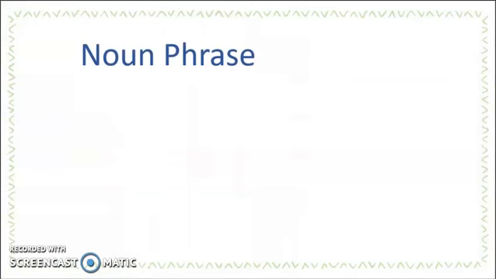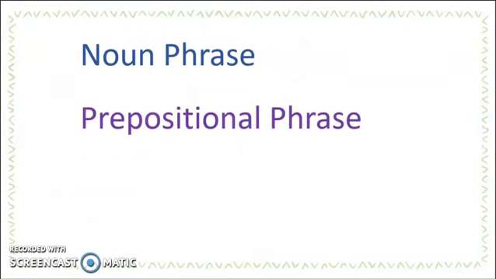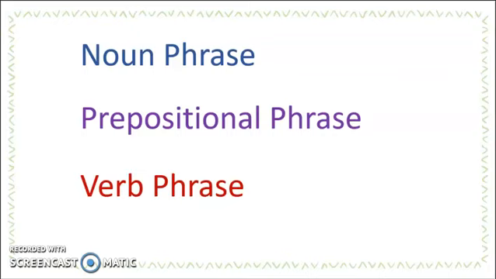Once again, we have discussed the three commonly used phrases. We have a noun phrase. A noun phrase contains a noun and any associated modifiers. Prepositional phrase, which always begins with a preposition and connects nouns or any words it modifies. And lastly, a verb phrase, wherein the main verb is connected to a helping or linking verb.